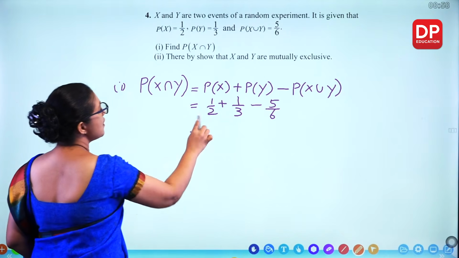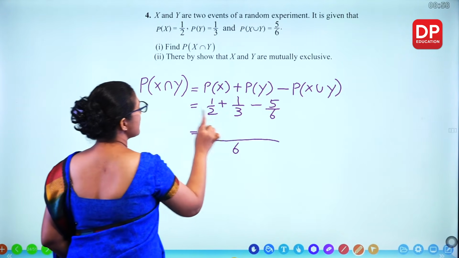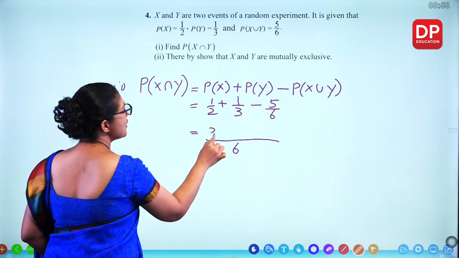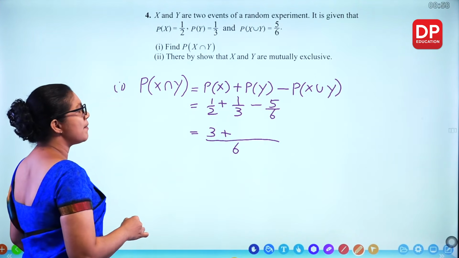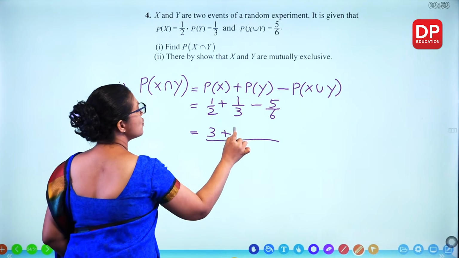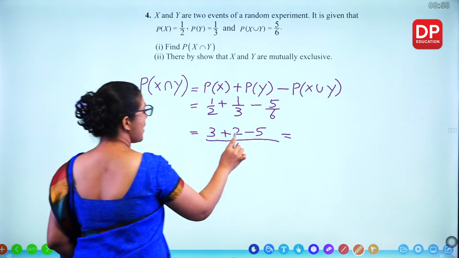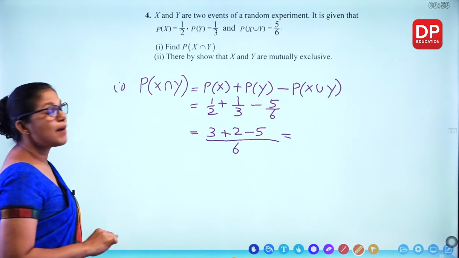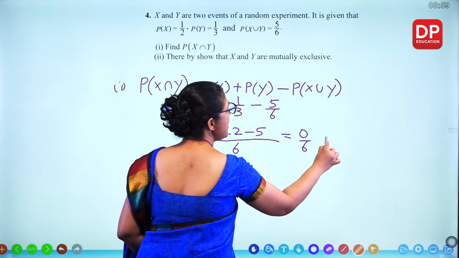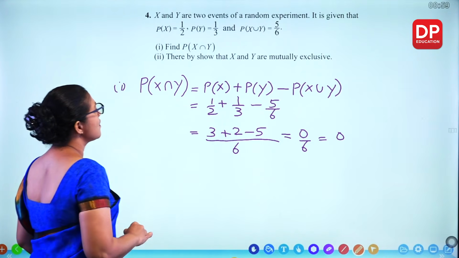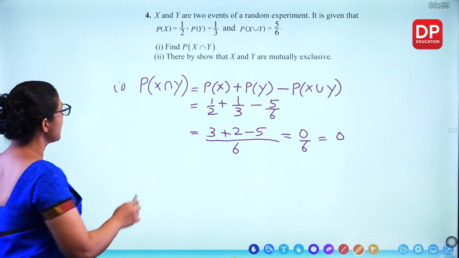So I need to convert to the same denominator, that's 6. 3 times 2 is 6, so 3 times 1 is 3. How you get 6 from 3? Multiply by 2, so you get 2 here. Minus 5, 3 plus 2, 5. 5 minus 5 is 0. 0 divided by any number is 0. Now we found out the intersection is 0.